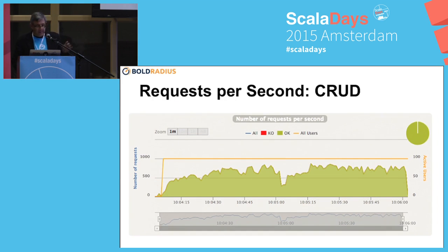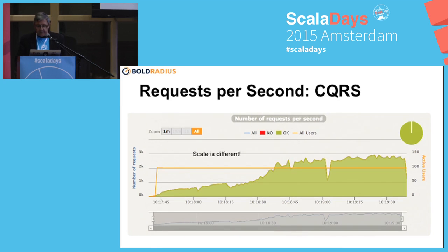The requests per second. Again, I don't know if you can read the numbers, but the top of this scale is 1,000. That's the number of requests handled over the 2-minute span. Somewhere in the vicinity of probably 800 requests per second was the max that we were getting out of this cluster with the CRUD version.